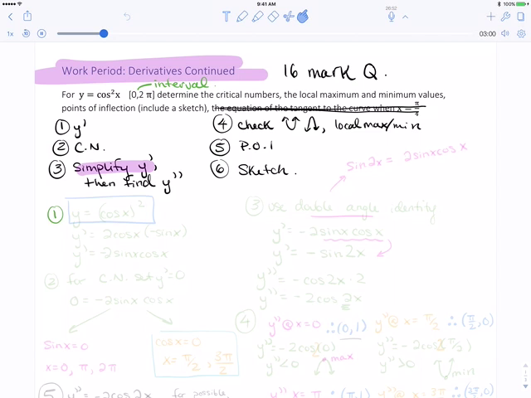Okay. So for first step, find y prime. Well, remember, y, if I were to rewrite it, is the cos of x all squared. So my y prime would be 2 cos of x times the negative sine x. And I'm just going to rewrite this to be negative 2 sine x cos x. Remember, it doesn't matter which order you have your sine and cos. I generally write sine first and then cos after.